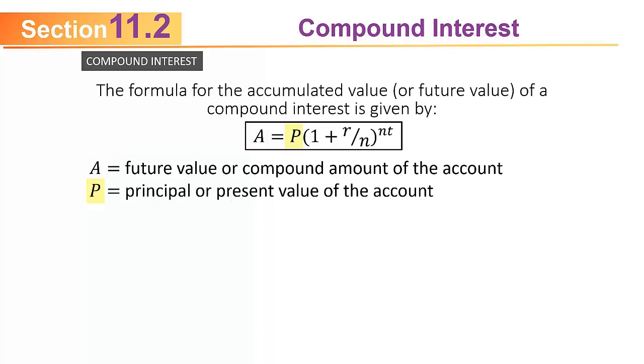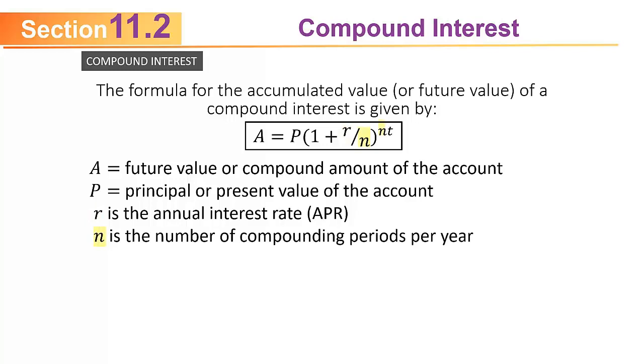Capital P is the principal or present value, just like it was with simple interest. Little r is the annual interest rate or APR, just as it was with simple interest. Little n is the number of compounding periods per year. This only comes into play for compound interest. There is no compounding with simple interest, so this is a new variable. And little t is the time in years, just as it was for simple interest. So basically, we only have one new variable, and that's little n, which is the number of compounding periods per year. We have one new variable, and we have the new formula.